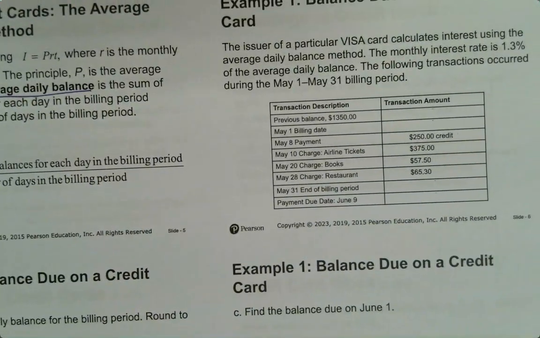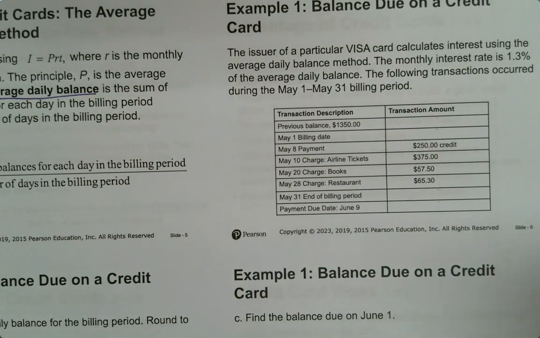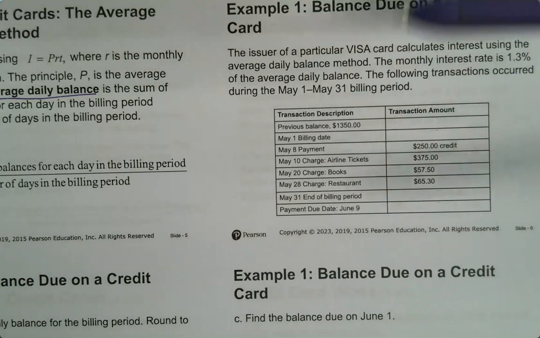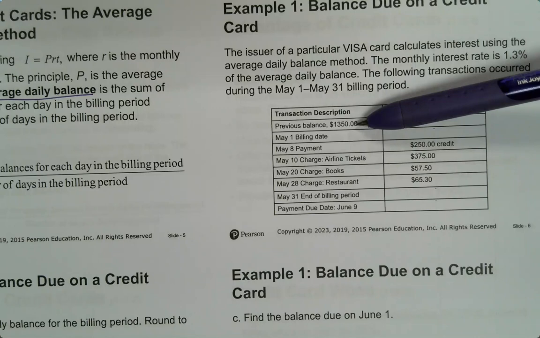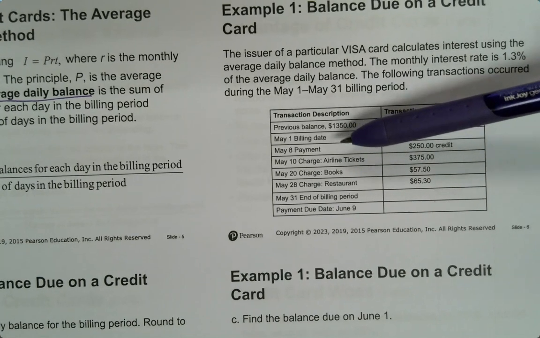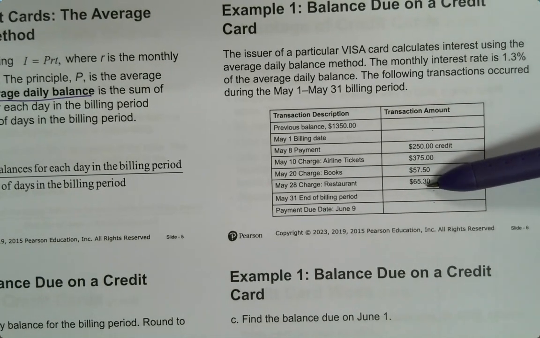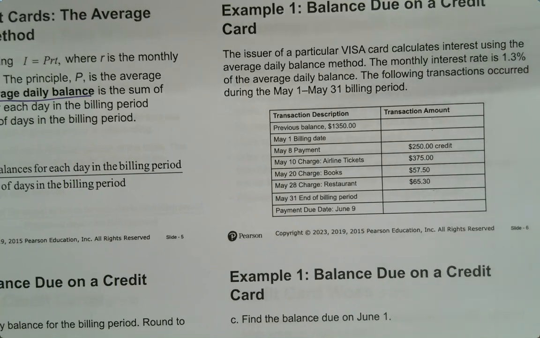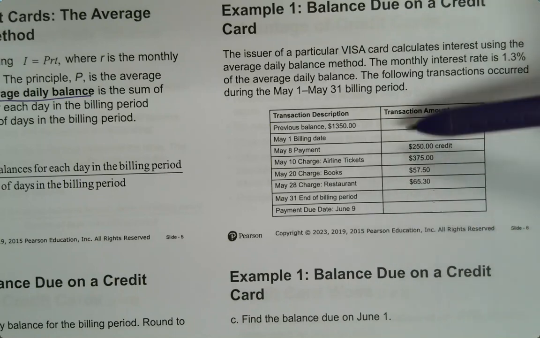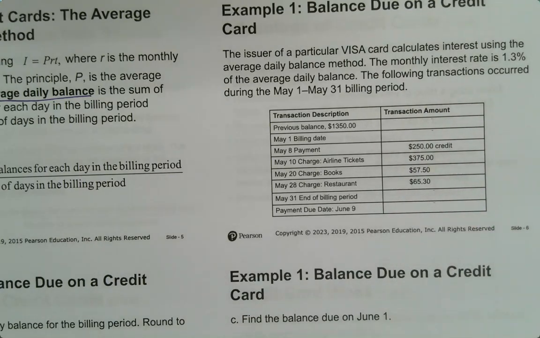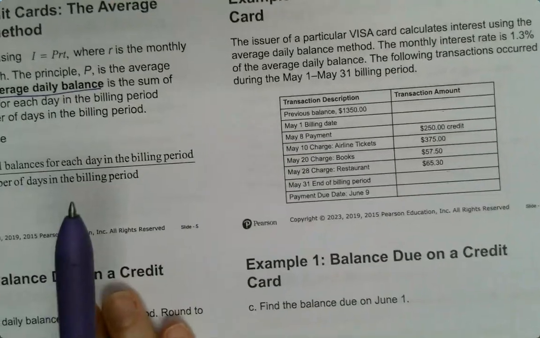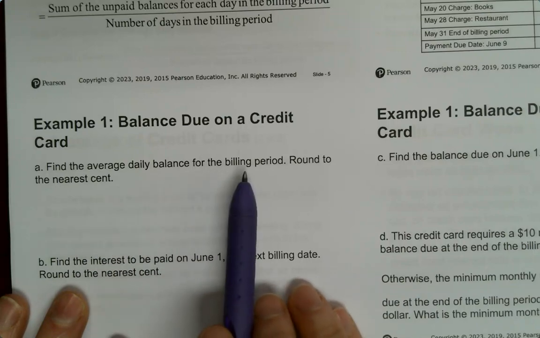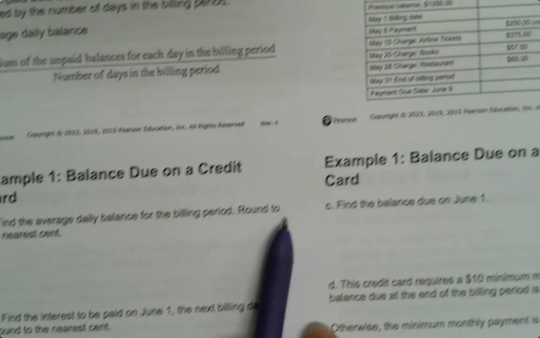So we'll look at an example. Here is the itemized billing. We have the previous balance. So that's what you're starting the month off with. We have our billing date, payment, and then some charges. So you have airline tickets, books, restaurant, and payment due. So we are going to find out some things on here. Find the average daily balance for the billing period rounded to the nearest cent.